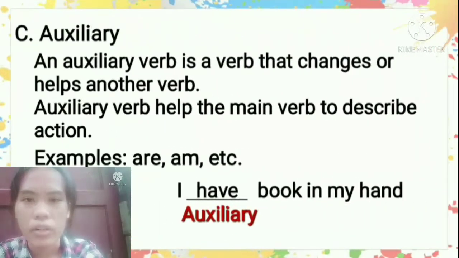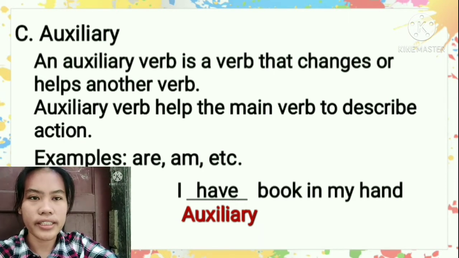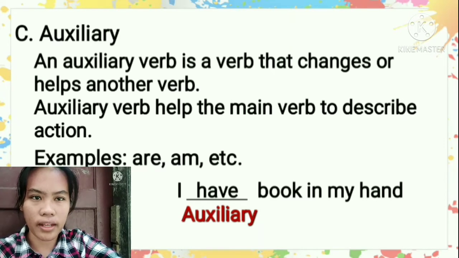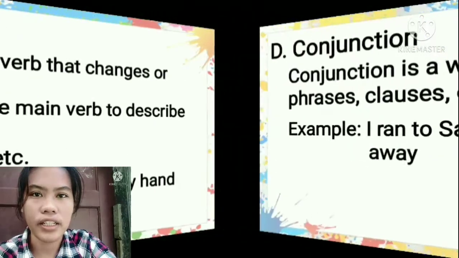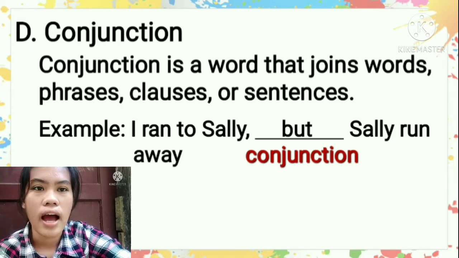An auxiliary verb is a verb that changes or helps another verb. Auxiliary verbs help the main verb to describe action. Examples of the auxiliary verbs such as are, am, and etc. Or in a sentence you can say I have a book in my hand. Have is an auxiliary verb. The last is conjunction. Conjunction is a word that joins words, phrases, clauses, or sentences. Or in a sentence, I ran to Sally, but Sally ran away.